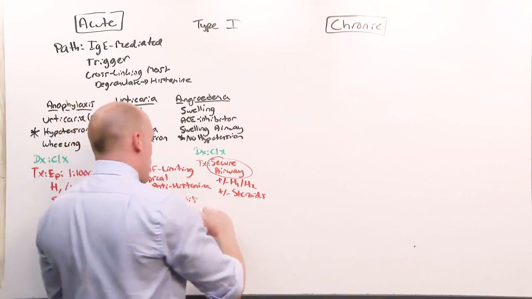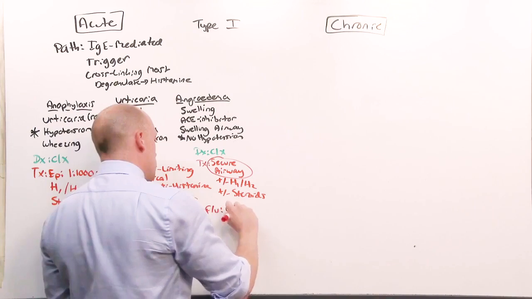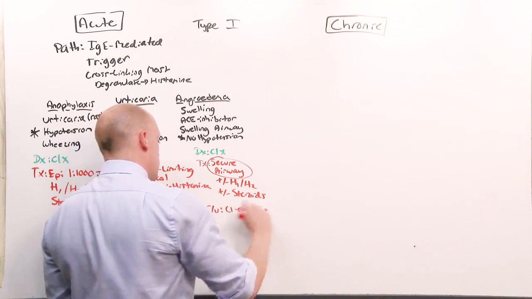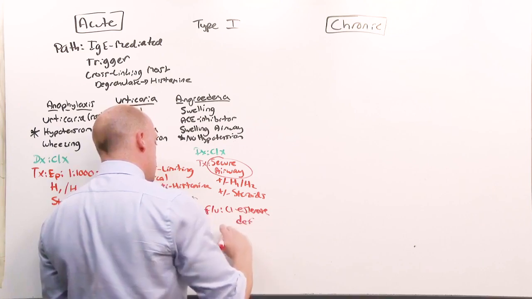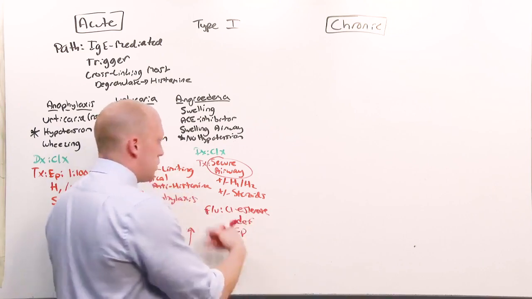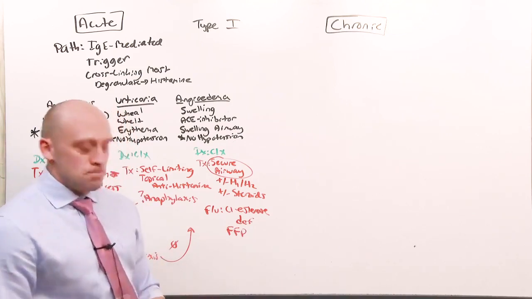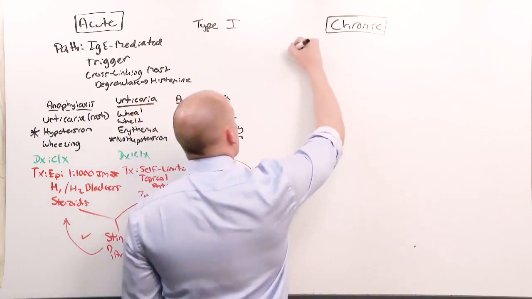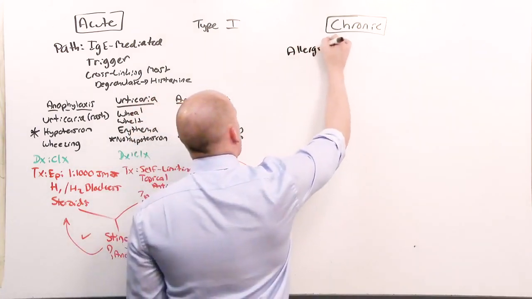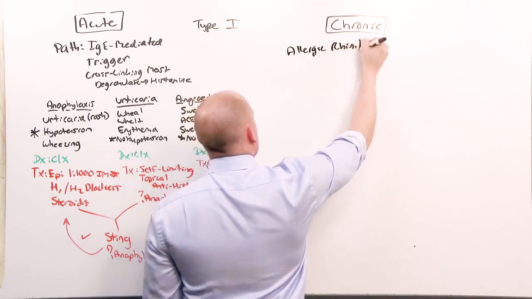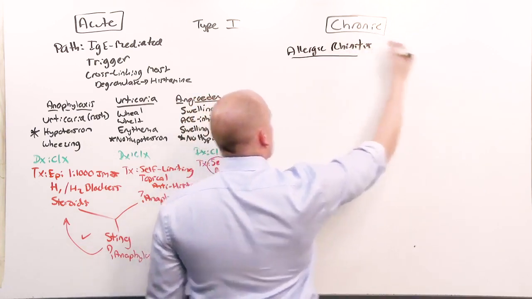By the way, if you have C1 esterase deficiency and you get angioedema, you can give FFP. That's for the 270s. Let's transition and head over to the chronic conditions. And the two that come up the most on the test are going to be allergic rhinitis and allergic conjunctivitis.